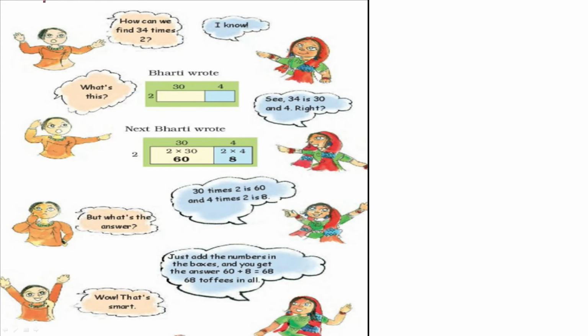How can we find 34 times 2? Here Bharati wrote 34 as 30 plus 4. Then multiply by 2. First you multiply 2 into 30, 60. 2 into 4, 8. Add these two numbers, 60 and 8, and you will get 68. This way you can multiply easily. 34 2s.